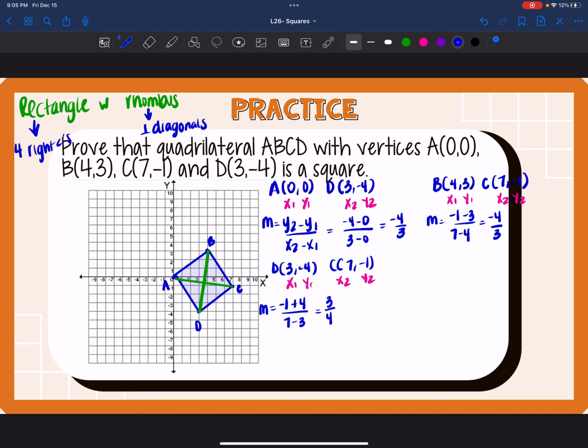And then we're going to do the same thing with AB. A is 0, 0. B is 4, 3. Label, label, label. Label, label, scrabble.